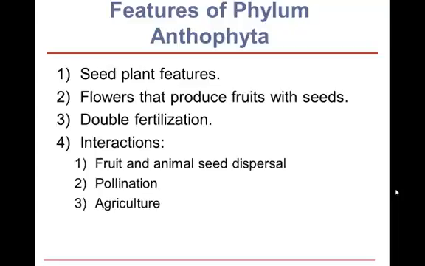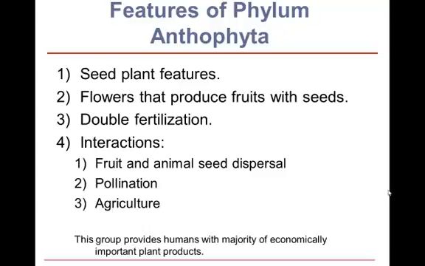One of the key features of the flowering plants is that they undergo interactions with other groups of organisms, especially with animals. We'll talk about three interactions in particular. There are certainly others. You should recognize that it is the flowering plants that provide humans with most of the economically important plant products. These are the plants that primarily support us. We eat them as agricultural products, and many of the other products produced by plants come from this group.